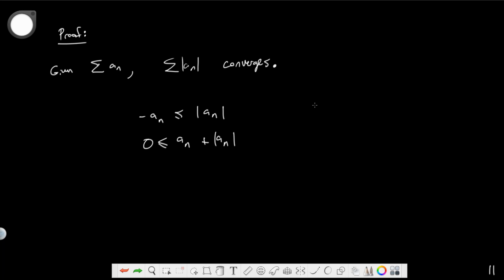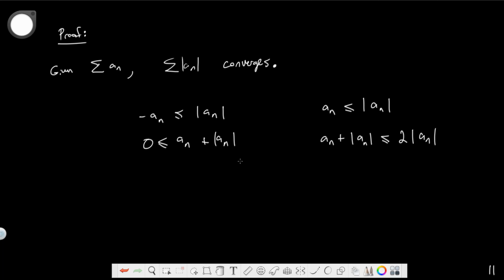Similarly, a sub n must be less than or equal to the absolute value of a sub n. Right? This is a very similar statement to over here. Either they're the same thing or a sub n is negative. Right? If I add the absolute value of a sub n to both of these, I'm going to get a sub n plus the absolute value of a sub n is less than or equal to 2 times the absolute value of a sub n.